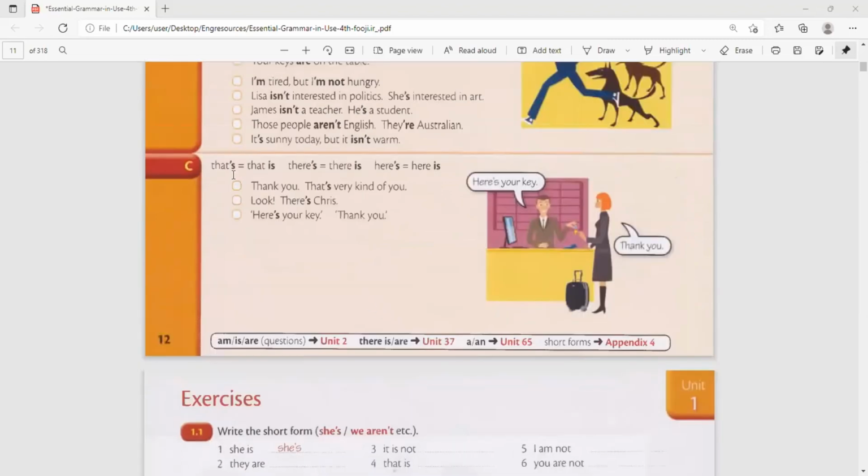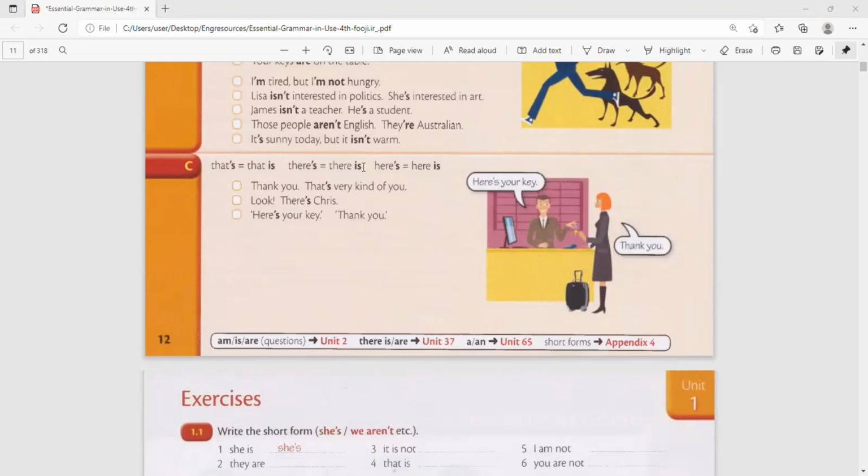Remember when you hear people saying "that's," it is the short form for "that is." After speaking English for a long time, you'll not hear people saying "that is my book." They simply say "that's good." Oh, that's great. That's not mine. That's the short form of "that is."